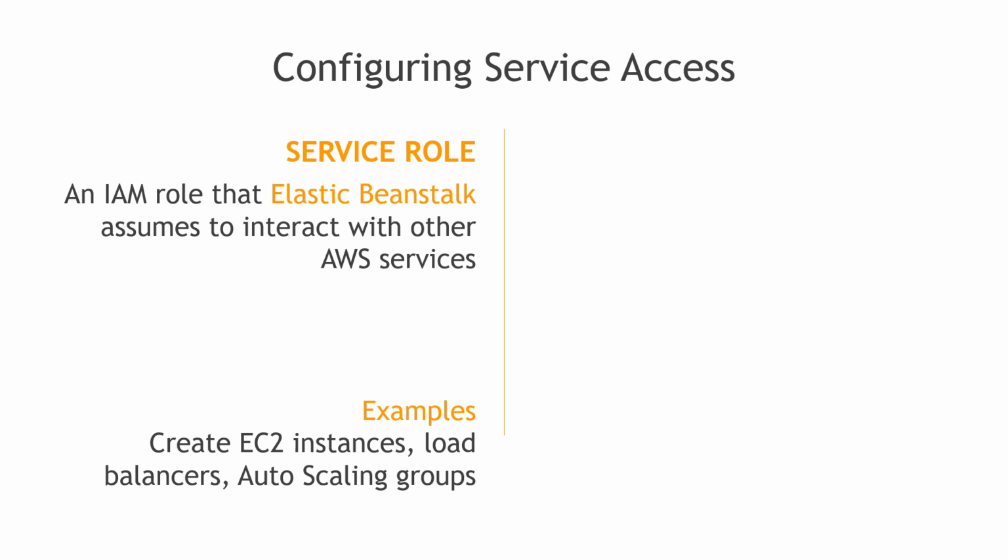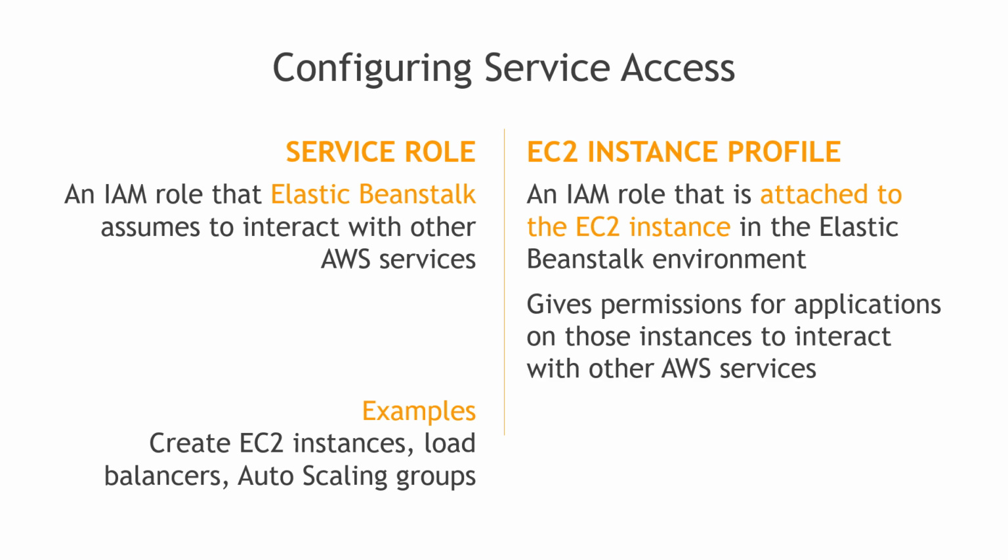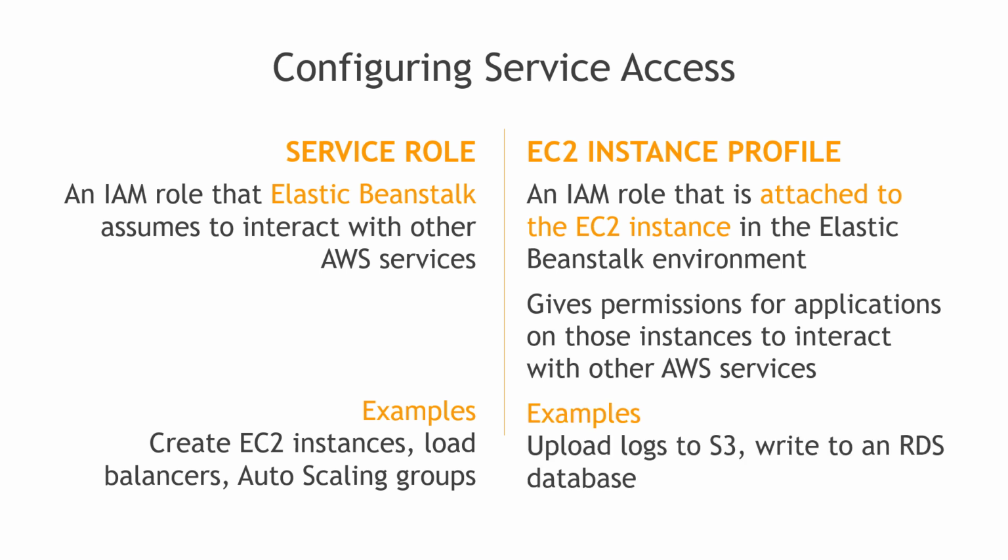The other thing on that screen was the EC2 instance profile. This is also an IAM role, but these are specifically attached to an EC2 instance within the environment. And this role will give permissions to your applications on those instances to interact with other AWS services. So for example, your application needs to upload logs to S3 or write to an RDS database, log something to CloudWatch, that kind of thing.